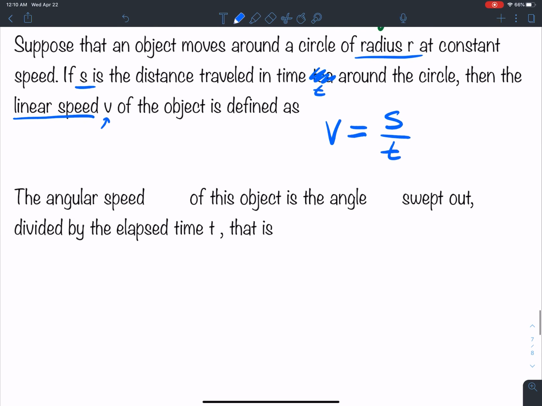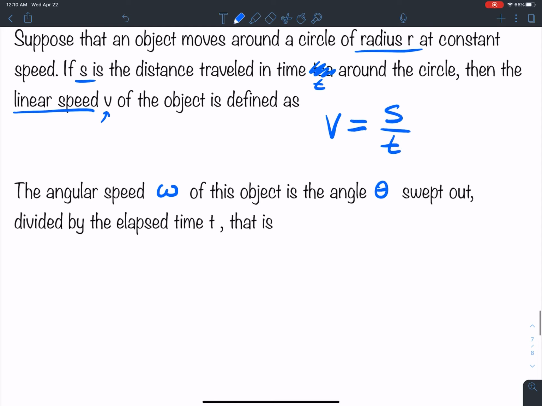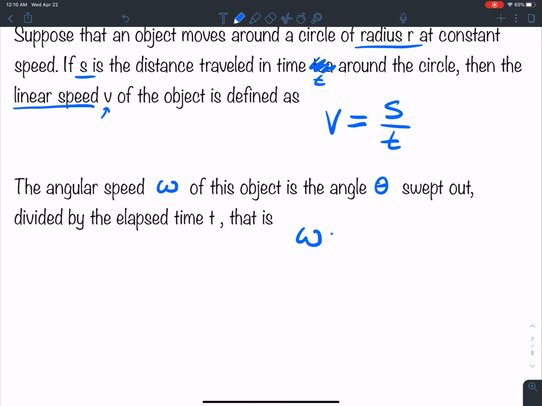Now, the angular speed, omega, this is a Greek letter, okay? Omega, typical for angular speed of this object, is the angle theta swept out, divided by the elapsed time t. That is, omega is equal to the angle divided by the time.